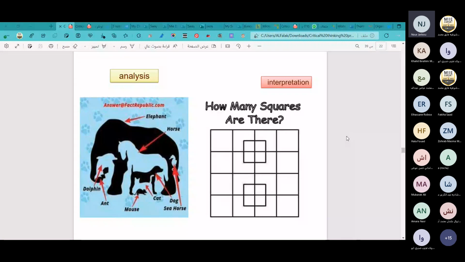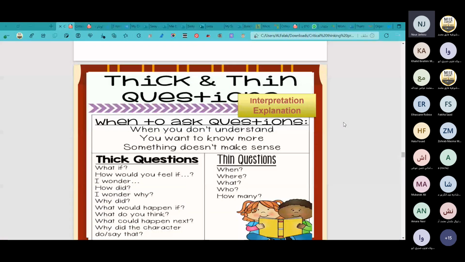Now the next one we have is for reading lessons. This is great for reading lessons. We have thick and thin activities. We have thick and thin questions. The thin questions, as we see, are convergent questions, the questions we ask a lot: as, when, where, what, who, how many. But the thick questions, we need to ask them more: what if, how would you feel if, I wonder, how did, why did, what would happen if, what do you think?